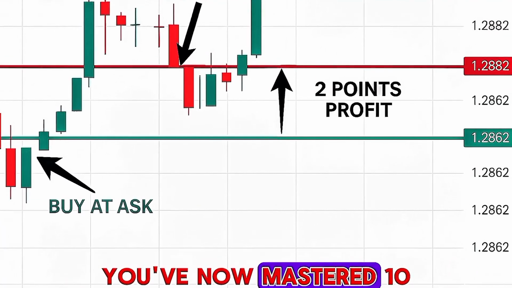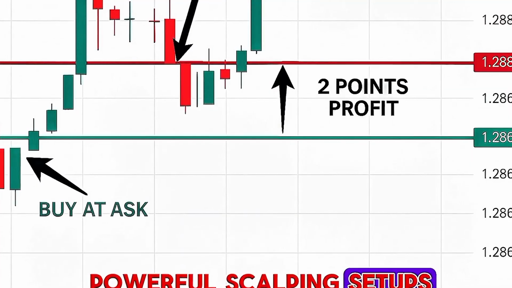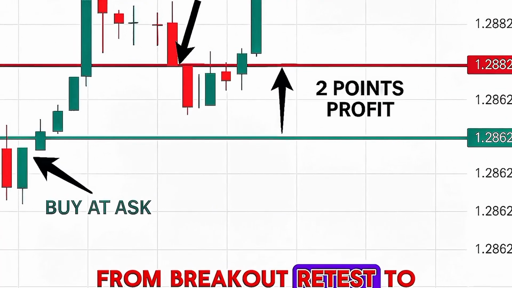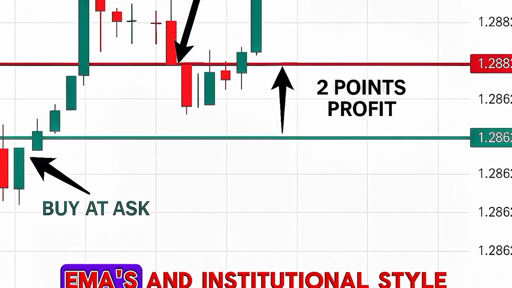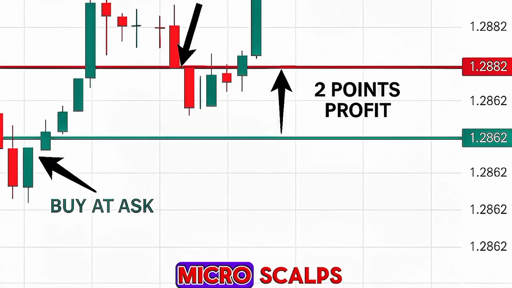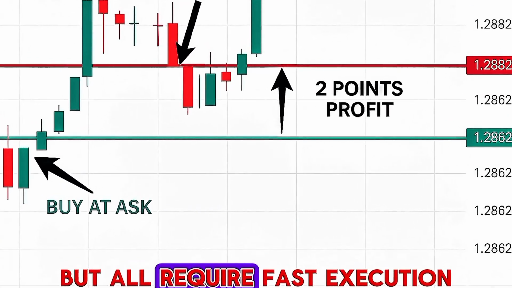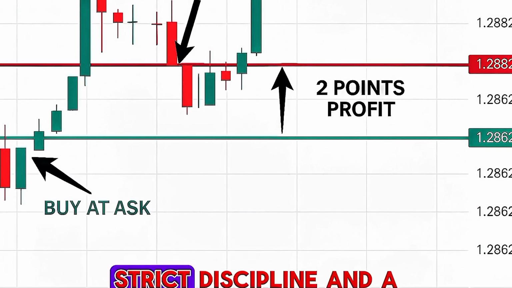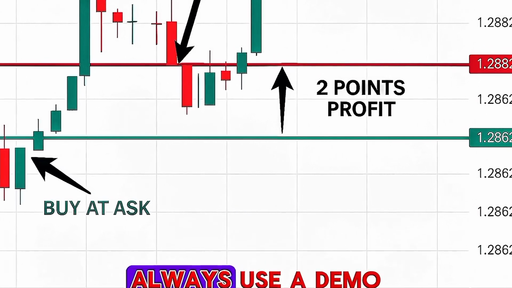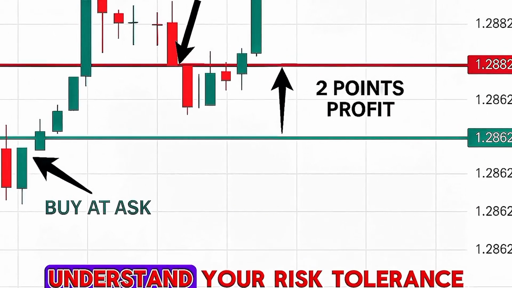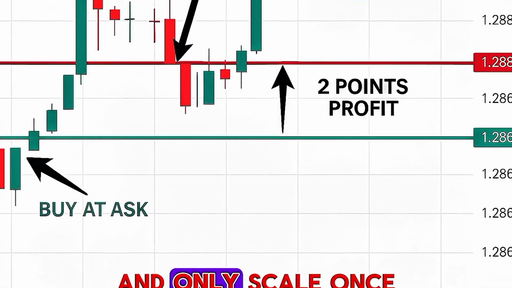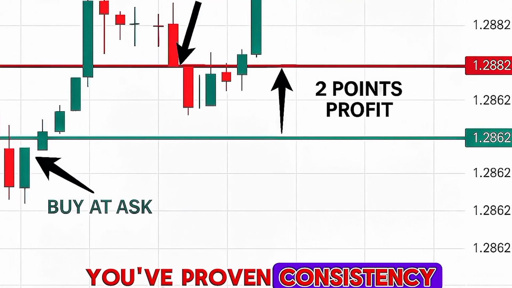You've now mastered 10 powerful scalping setups, from breakout retests to Bollinger Bands, EMAs, and institutional-style micro scalps. Each setup has its strength, but all require fast execution, strict discipline, and a clear mind. Always use a demo account first, understand your risk tolerance, and only scale once you've proven consistency.